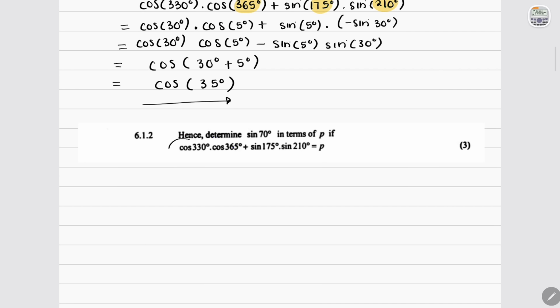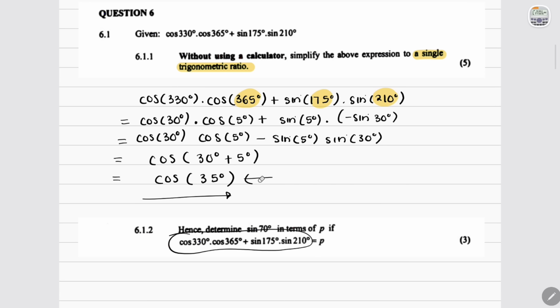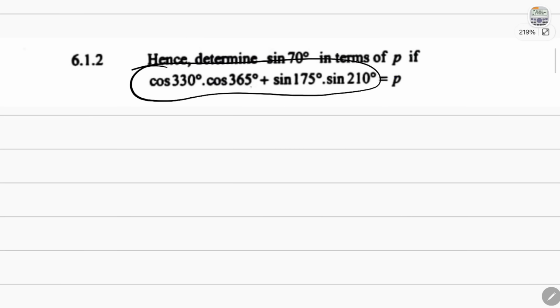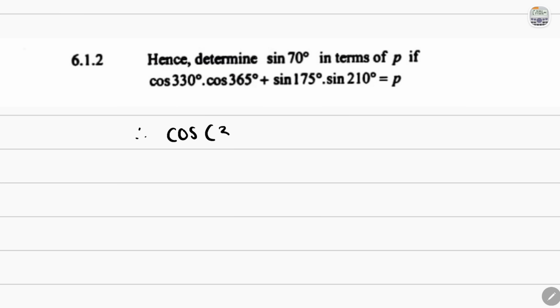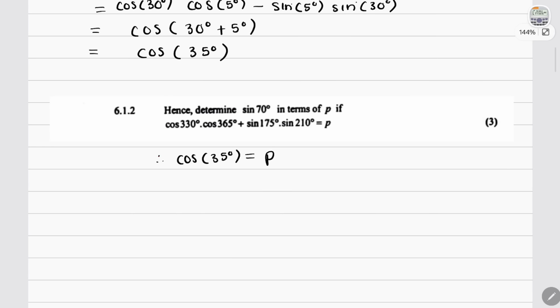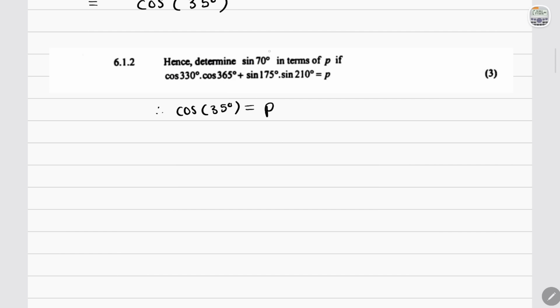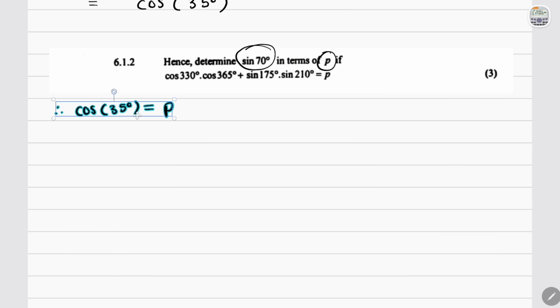So you know how all of this simplified to cos 35 degrees, like we saw? So we're just going to replace that with cos 35 degrees. So this is now cos 35 degrees, which is equal to p, and we need to determine sine 70 degrees in terms of p. This is a trig diagram situation like you saw when I was explaining question 5.